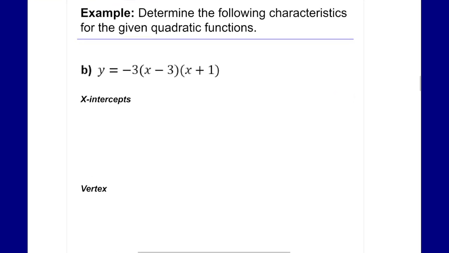So here we have y is equal to -3 times (x minus 3) times (x plus 3). Again, for our x-intercepts, we're taking them right from the equation, the two values that are in the brackets with x. So in this case, the x-intercepts, we have (3, 0). Right? So again, opposite of what we see. And we have (-1, 0). Again, opposite of what we see.